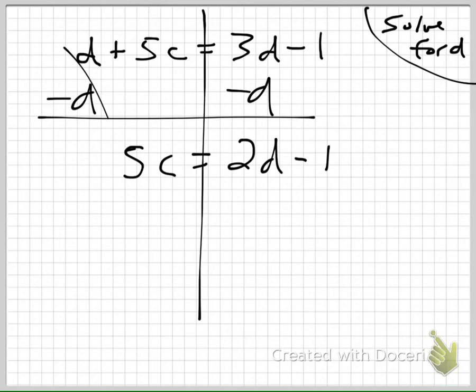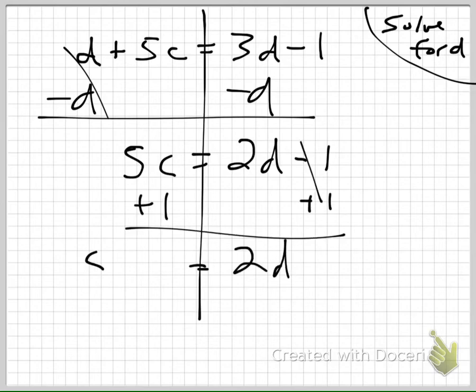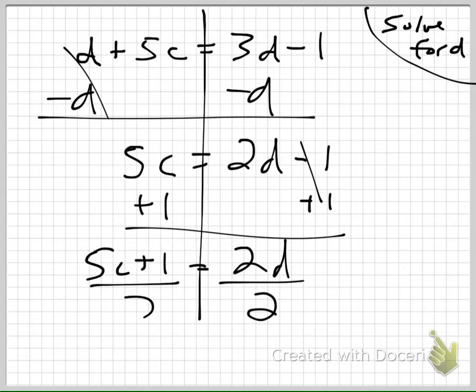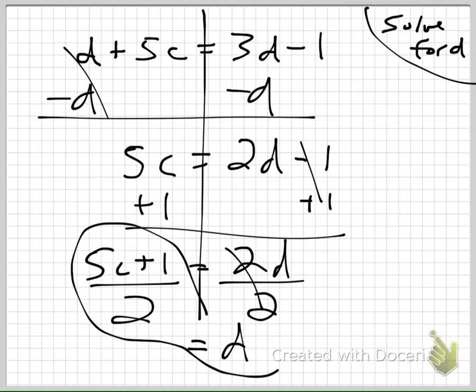Okay, still trying to solve for d. What do I do here? Plus 1. 2d equals 5c plus 1. Now what? Divide by 2. d equals, and there it is, right? Whoa, there it is. We're done.